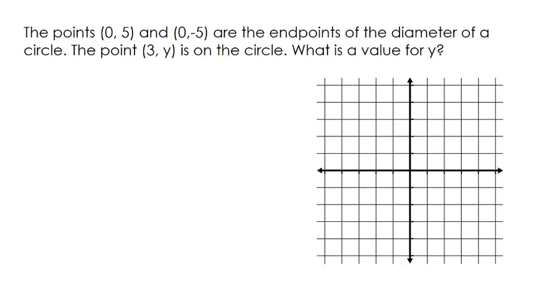So in this first problem, it gives that the points (0, 5) and (0, -5) are the endpoints of the diameter of a circle, and the point (3, y) is on the circle. What is the value for y? And so first let's use the information that we have. They give us that the points (0, 5) and (0, -5) are on the circle. So (0, 5) would be there, and (0, -5) would be there.